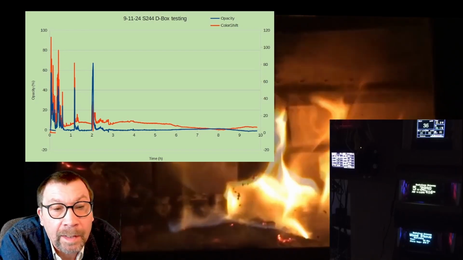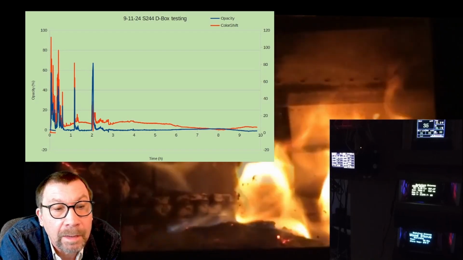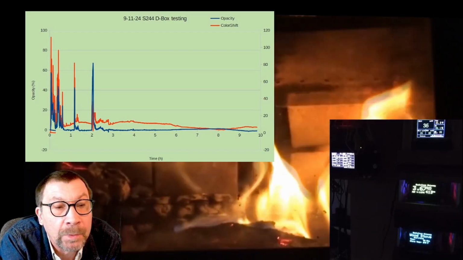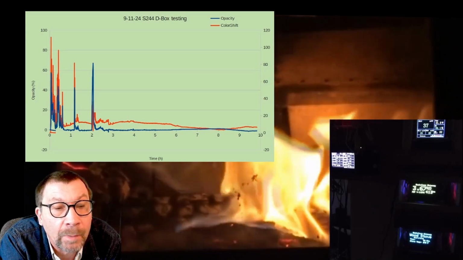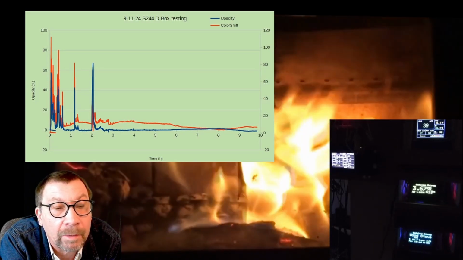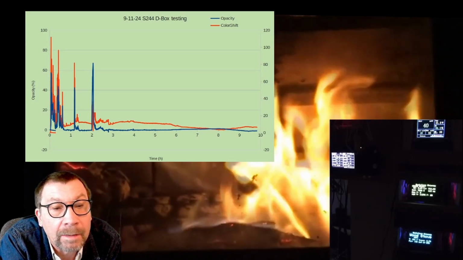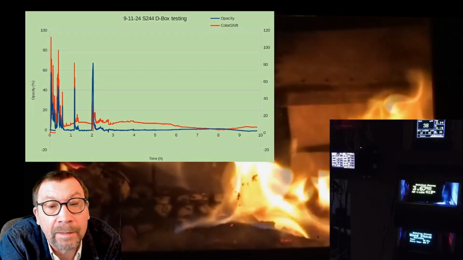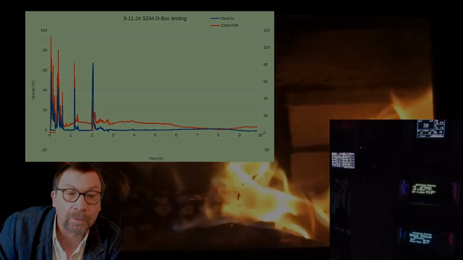However, take a look, and it did pretty well at keeping the opacity down under 20%. We have a few excursions above, but it corrected that quickly and got it back under control. And just very interesting that the color shift comes back down to 0 after 8 hours.